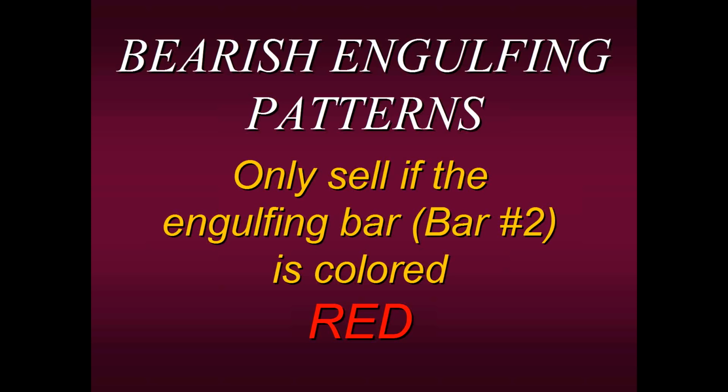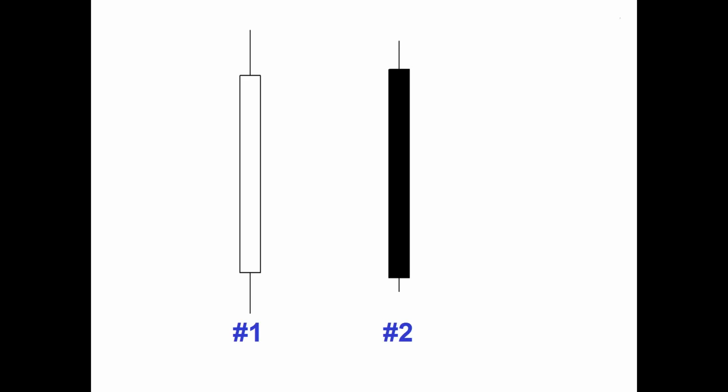How about bearish engulfing patterns? Well, bearish engulfing patterns, traditional wisdom says that we're looking to sell at the top of a trend, but we know there's no consistency in that. We're only going to sell if the engulfing bar, which is bar number 2, is colored red by the PET D. Once again, can't get any simpler than that.